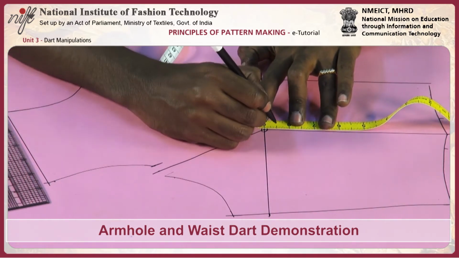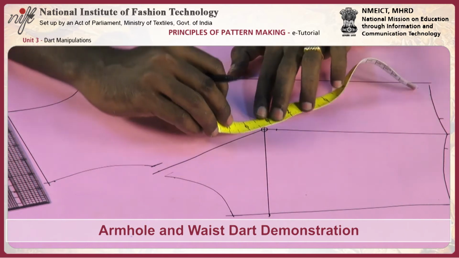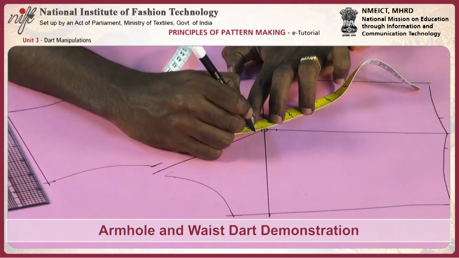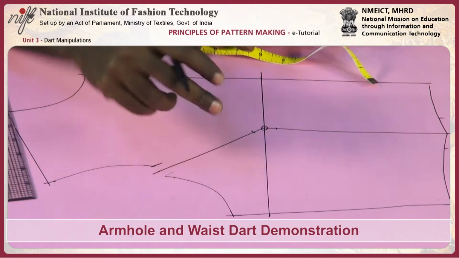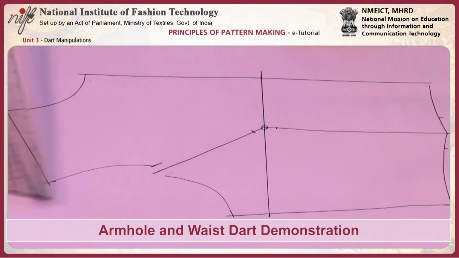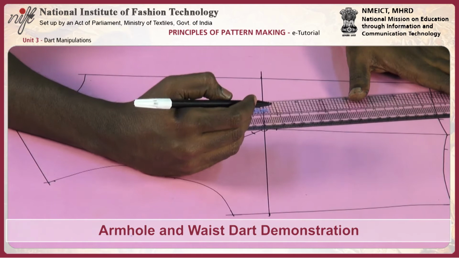To get a smooth effect, mark half an inch inside from the bust point for both the armhole dart and waist dart. Draw the dart legs.